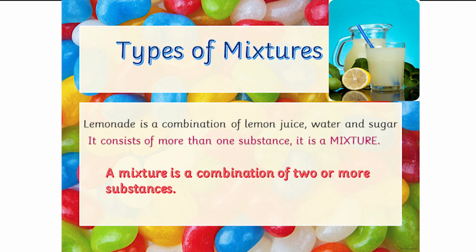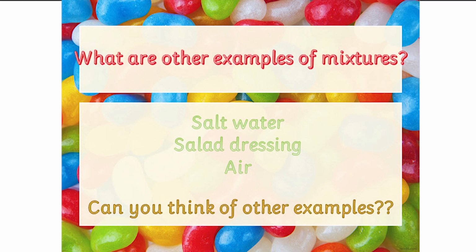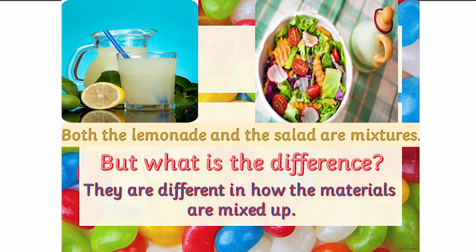We learned that a mixture is a combination of two or more substances. Lemonade is a combination of lemon juice, water, and sugar. It consists of three substances mixed together without chemical bonds. Other examples of mixtures: salt water, salad dressing, and air.